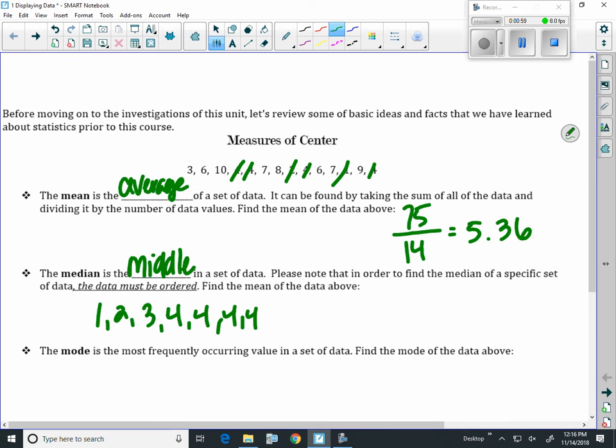Oh wait, were there 2 threes? Or no, just 1 3. 2 sixes. I think there's 2 sevens. 1 8, 1 9. There were 4 fours. Okay, 1 2 3 4 5 6 7 8 9 10 11 12 13. Okay, we have 14 numbers.